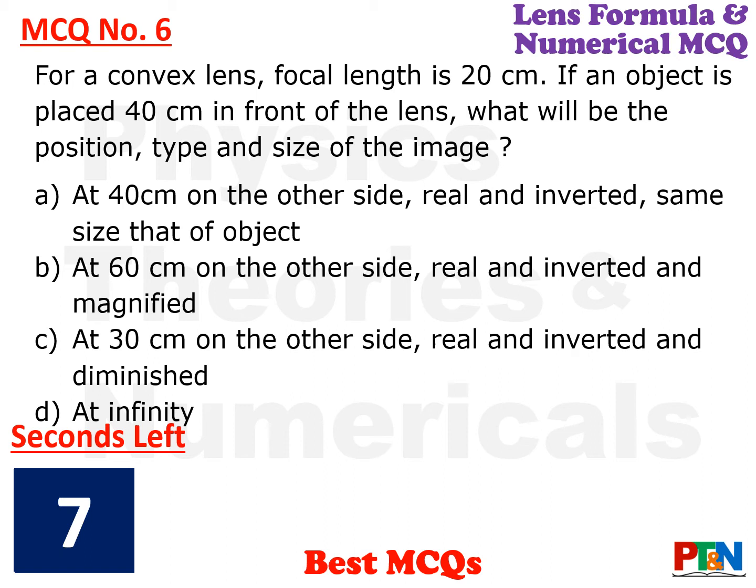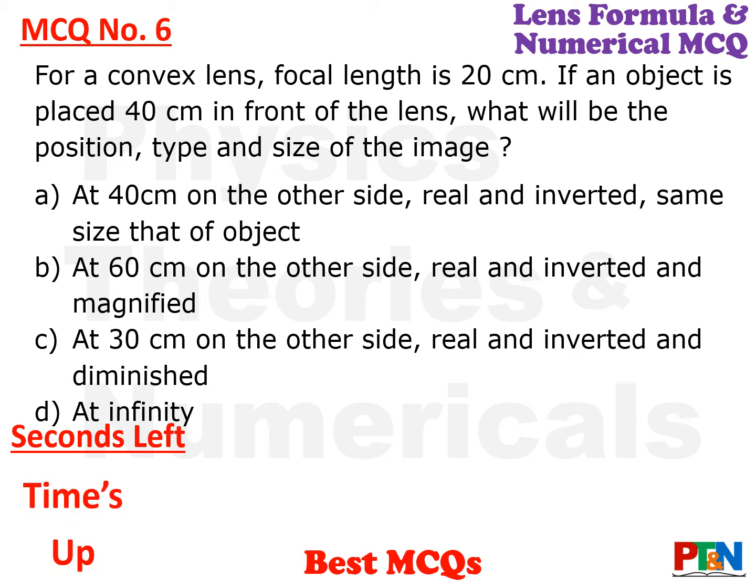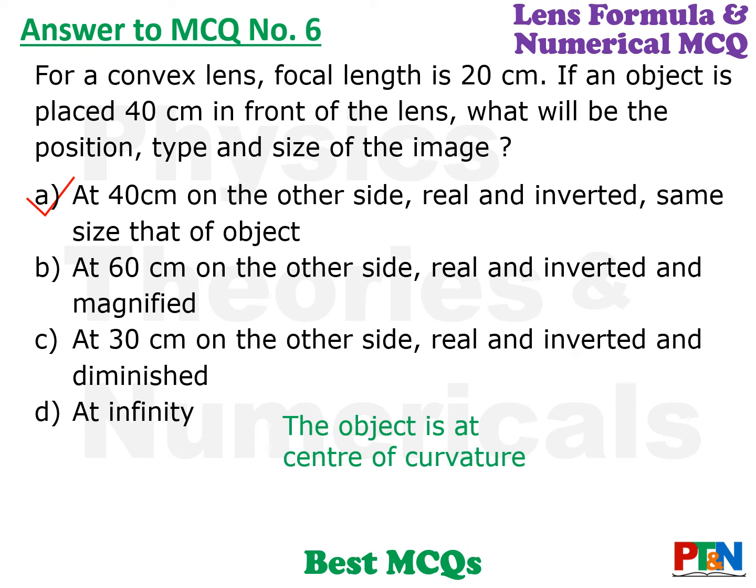Again, if you require more time, do take your time, pause the video, do your calculation and come back. Time's up. Let's see the answer. The answer is option A. Please see, the focus is at 20 centimeter and object is at 40 centimeter. That means the object is at center of curvature. That means image also will be at the same distance on the other side. So image will be at 40 centimeter on the other side and it will be real, inverted and of same size because the object is at center of curvature.